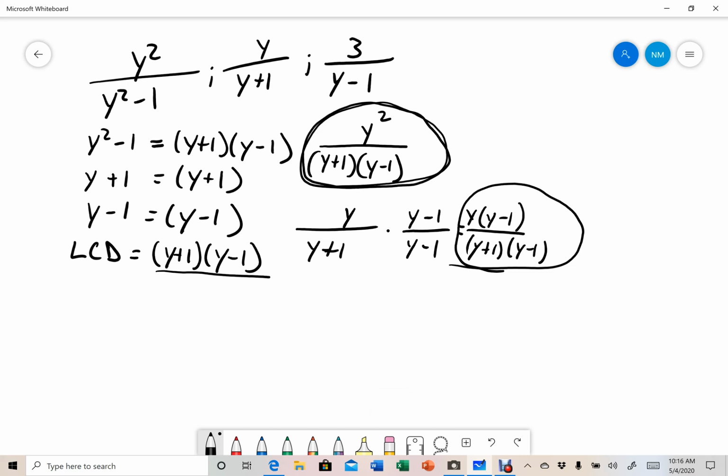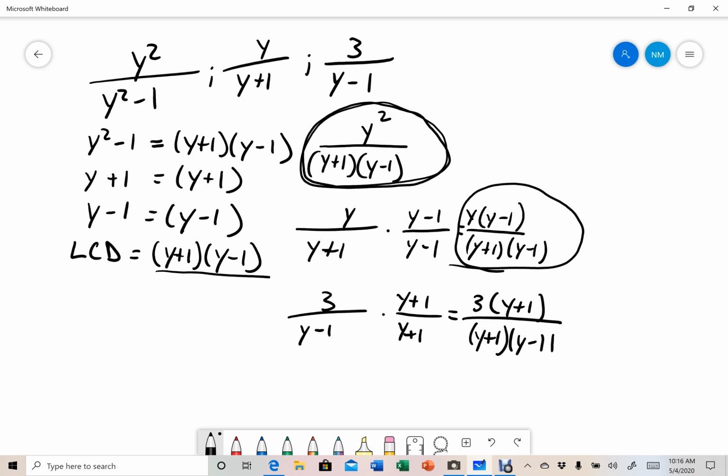Then I take my third fraction, 3 over y minus 1, okay, and what am I missing? I've got y minus 1, and then I'm missing a y plus 1, so I'm going to multiply by y plus 1. And I do the same thing, 3 times y plus 1 over y plus 1, y minus 1. Okay, so here are my three fractions with my LCD as my denominator. Okay, so I would write all these three out here, and that would be my answer.